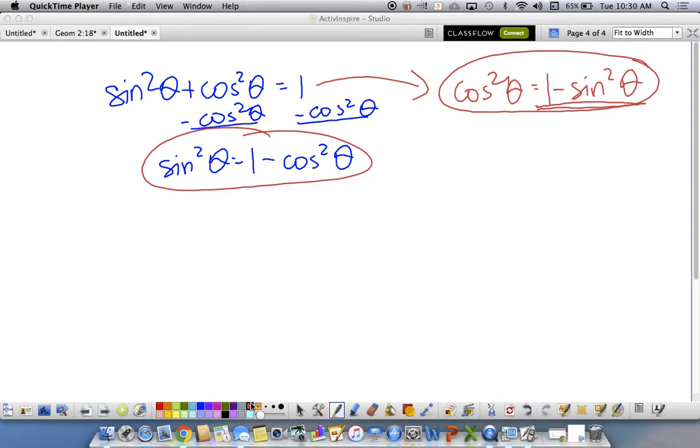Can you write cotangent in terms of cosecant? Let's go to the last problem I gave you. Can you write cotangent theta in terms of cosecant theta? Did you do this yesterday? If you did not, let's work on it right now.